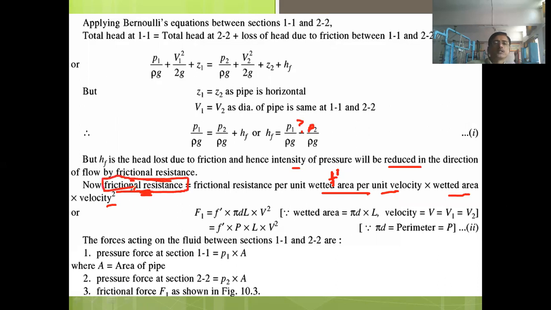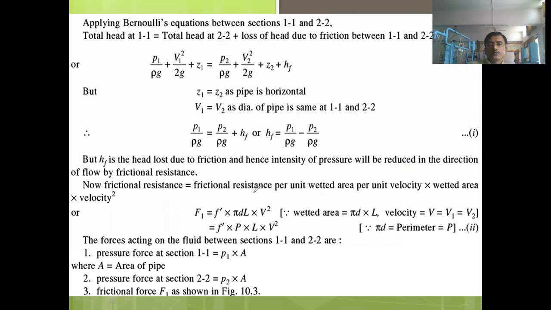Frictional resistance we will get here. We multiply by velocity square because it is turbulent flow, where we have seen velocity square in the frictional law of the flow.